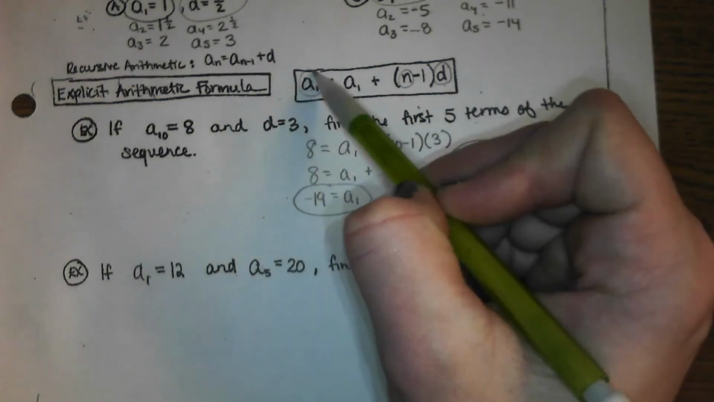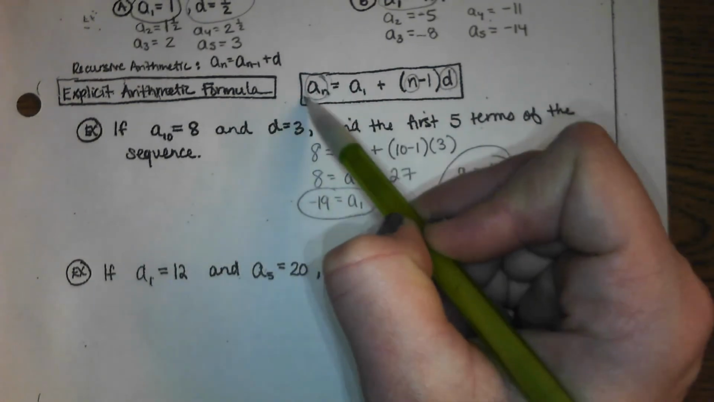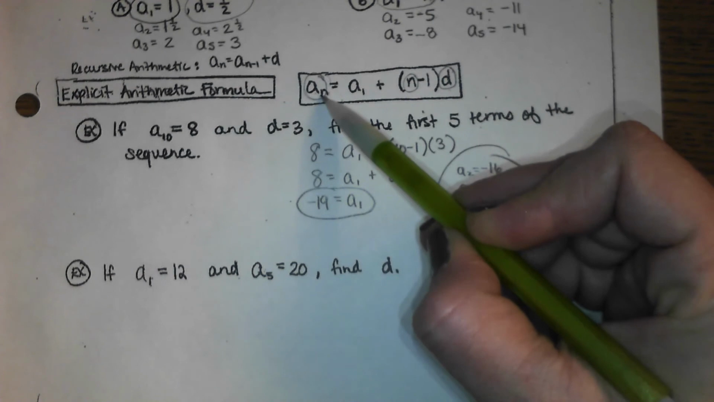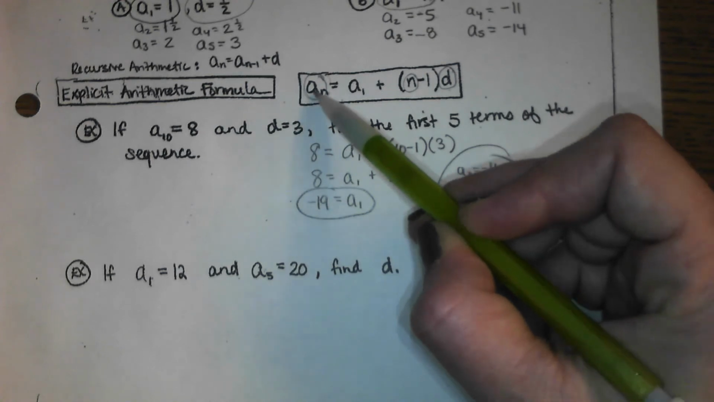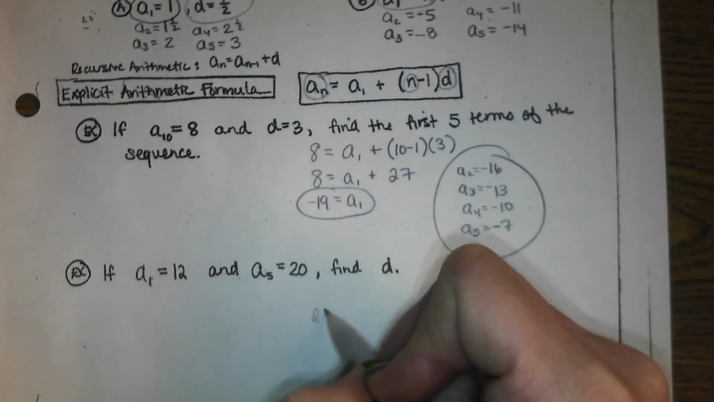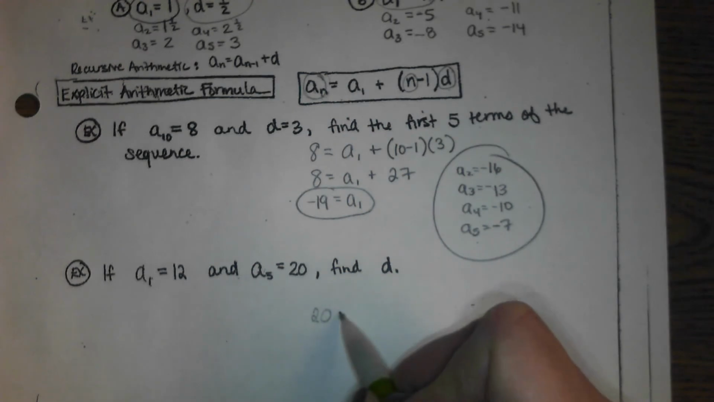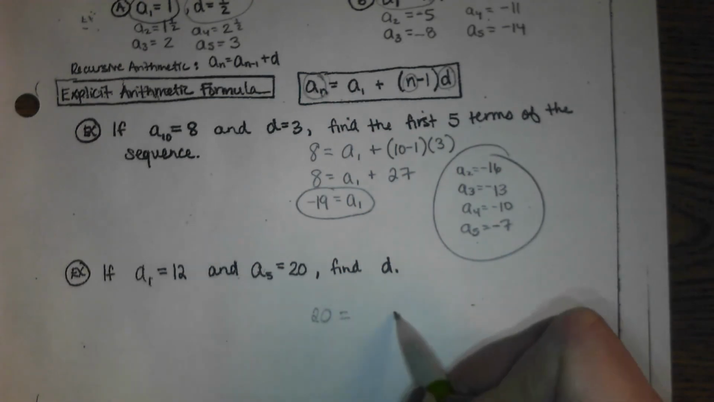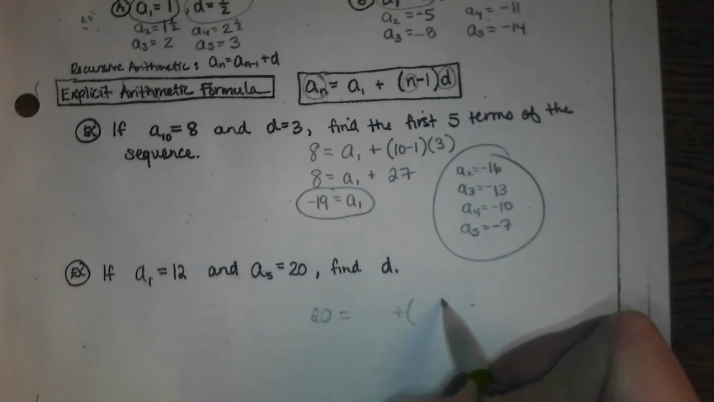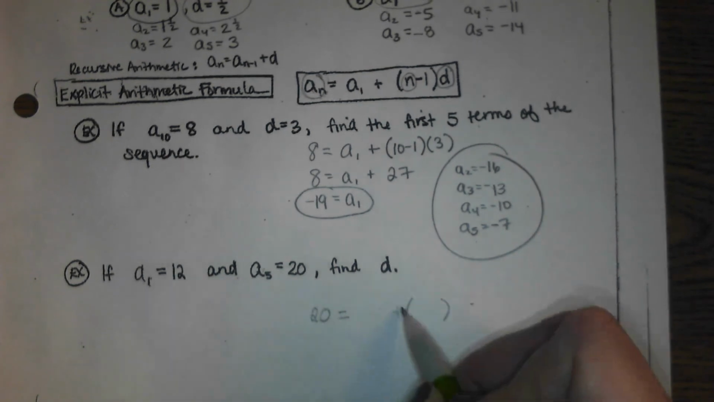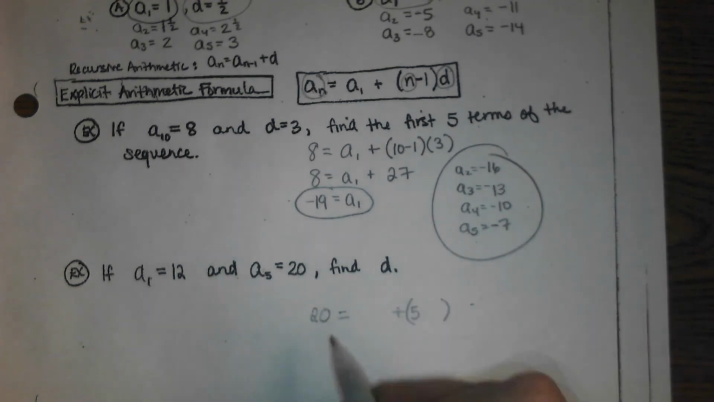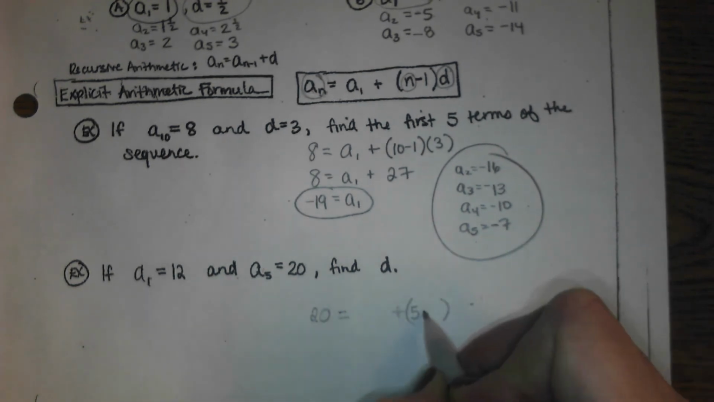Do we know what A sub n is? Let's go term by term. Do we know what A sub n is? We do. A sub n is 20. And so what's n, Tess, while we're at it? 5. Right? Fifth term being 20. So n is 5 and A sub n is 20.